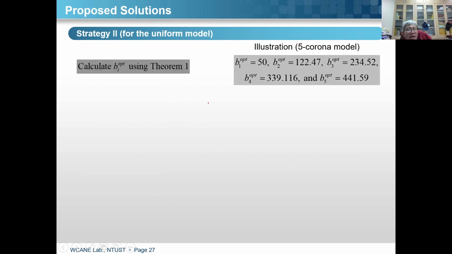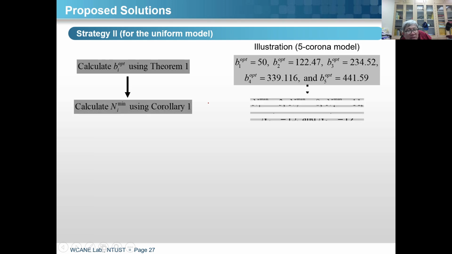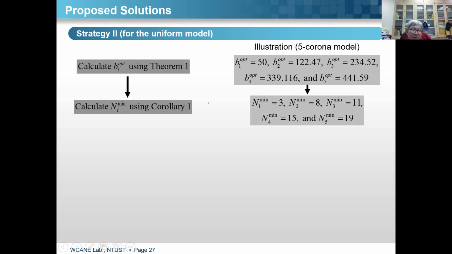So for the calculation, because we are based on a uniform one, this time it won't be necessary to calculate the width of the corona. Instead, we need to find the optimal position. So we get the optimal position, and as for the number of sensor nodes, we follow the derived Corollary 1.